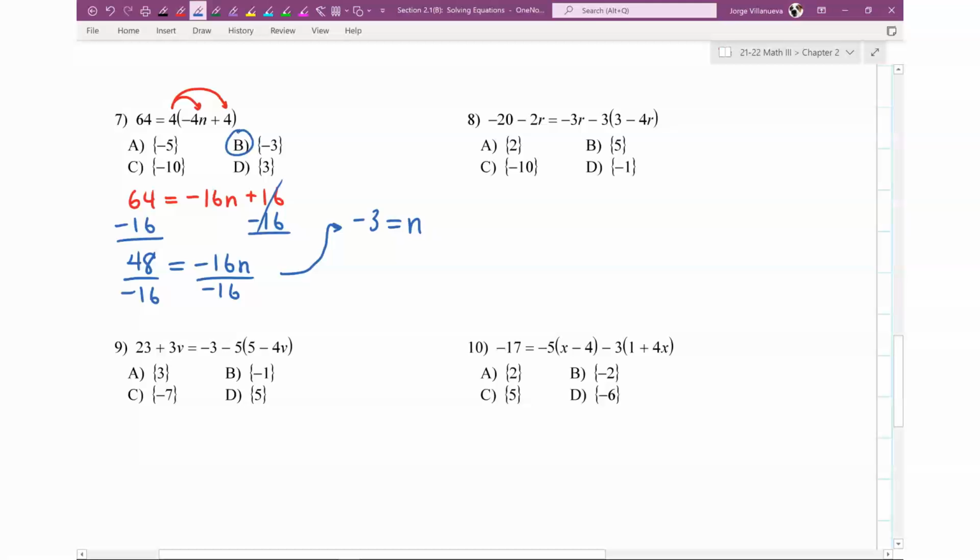But number 9, same deal. You see a distribution, we are going to distribute, right? So let's distribute here. So let's rewrite 23 plus 3v equals negative 3. Now, negative 5 times 5, that's negative 25.